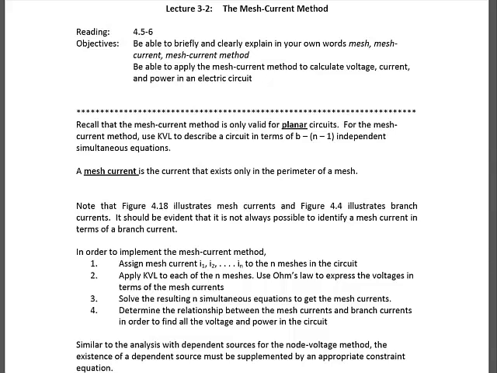In order to apply the mesh current method, there are 4 steps. The first one is to assign a mesh current to each of the n meshes in the circuit. I typically assign clockwise mesh currents. Then you apply KVL to each of the n meshes and use Ohm's law to express the voltages in terms of the mesh currents. Next, you solve the simultaneous system of equations to get the mesh currents. And finally, you use those mesh currents to find any other branch currents, voltages, or power in the circuit. Similar to the node voltage method, if there are any dependent sources, they create a constraint equation, which we will discuss later.